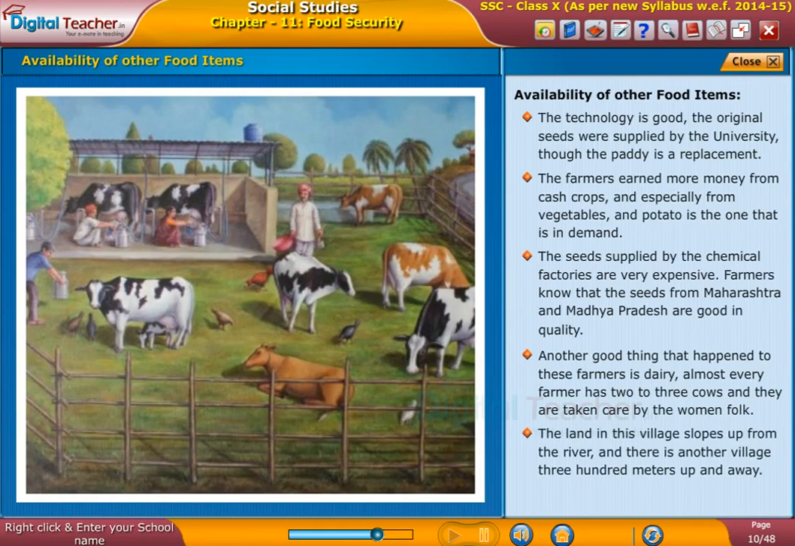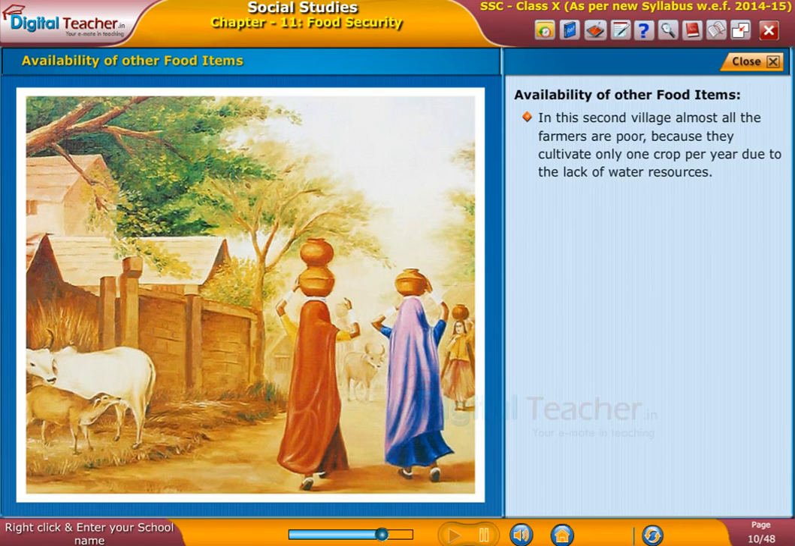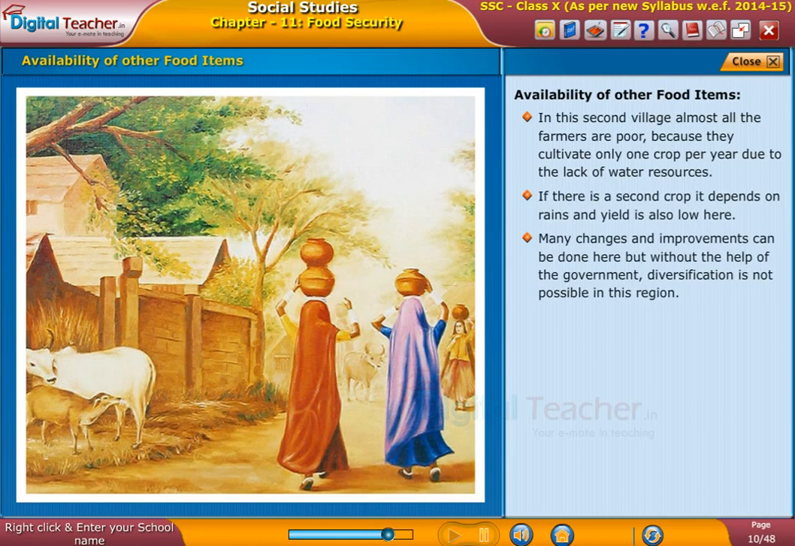The land in this village slopes up from the river, and there is another village 300 meters up and away. In this second village, almost all the farmers are poor, because they cultivate only one crop per year due to the lack of water resources. If there is a second crop, it depends on rains, and yield is also low here. Many changes and improvements can be done here, but without the help of the government, diversification is not possible in this region.